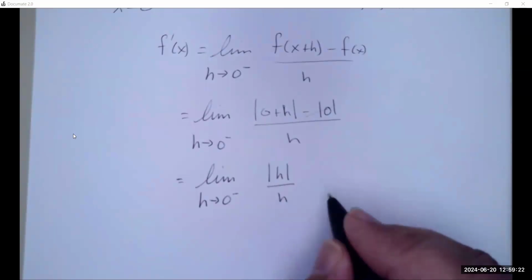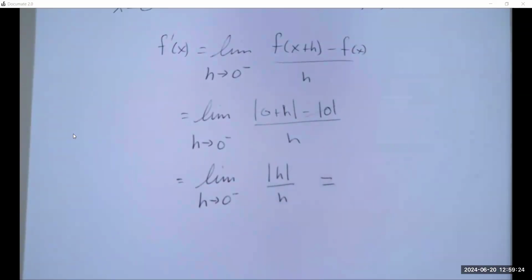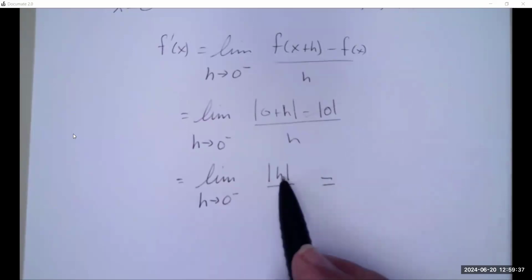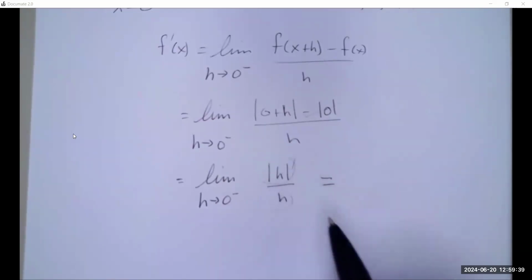So as h approaches 0 from the left, where does this go? All my h values have what sign? Negative, because I'm going from the left. So this makes it positive. Positive divided by negative is -1.